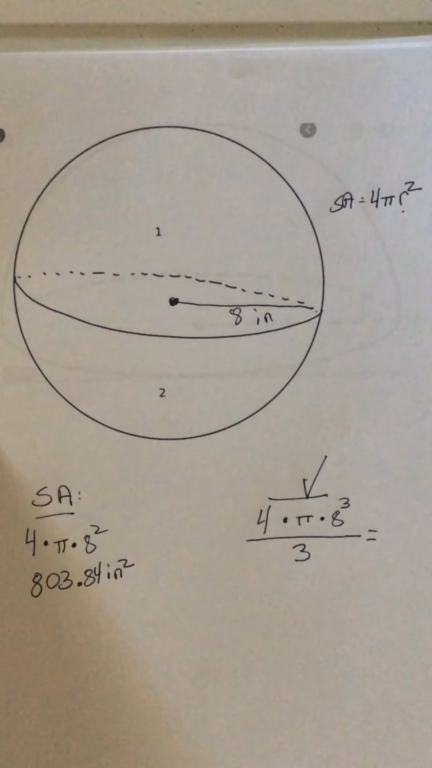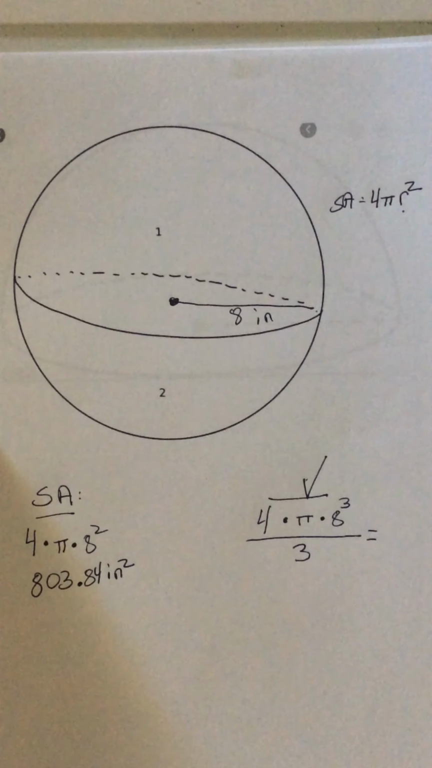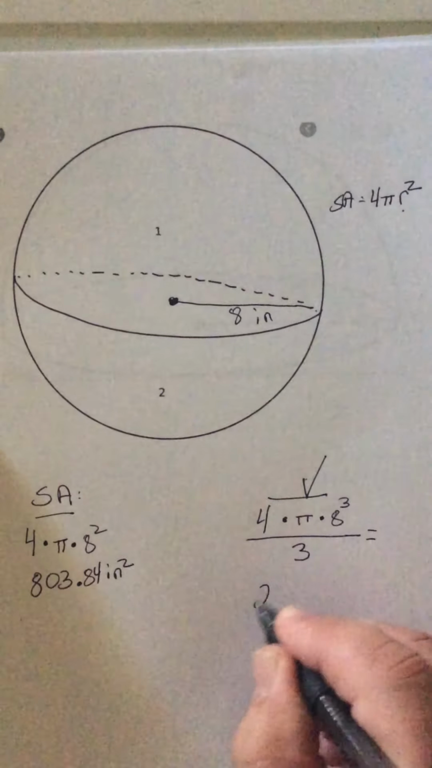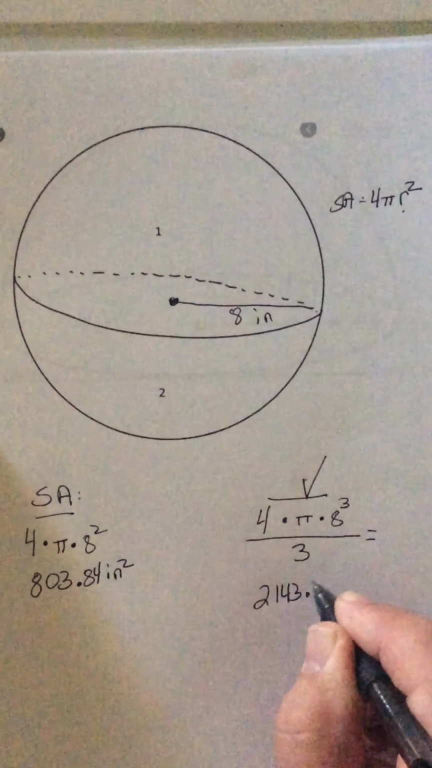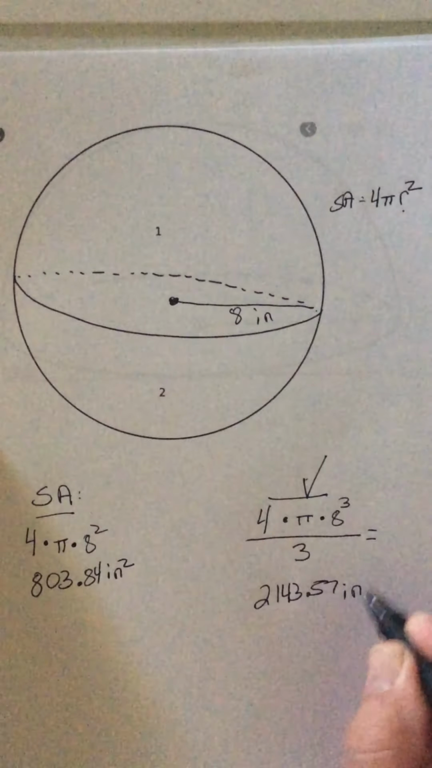And I get 6,430.72. I'll divide that by 3. And I get 2,143.57. So 2,143.57 inches cubed.